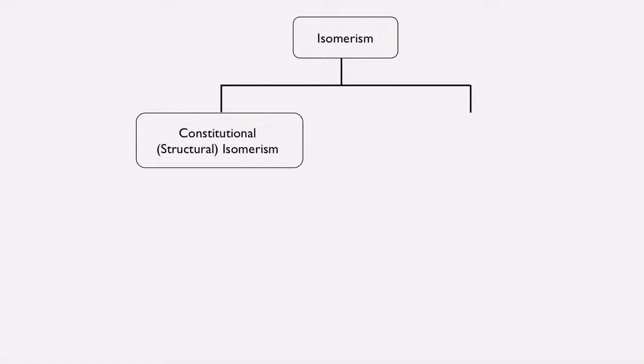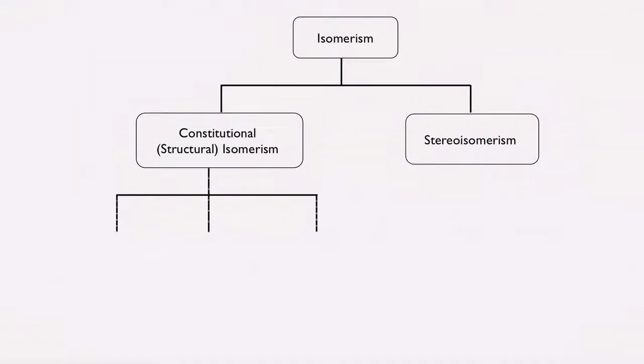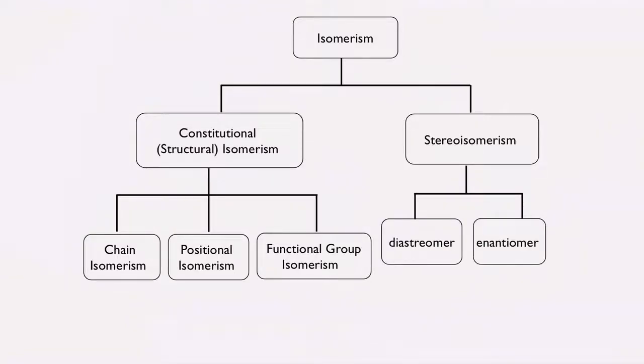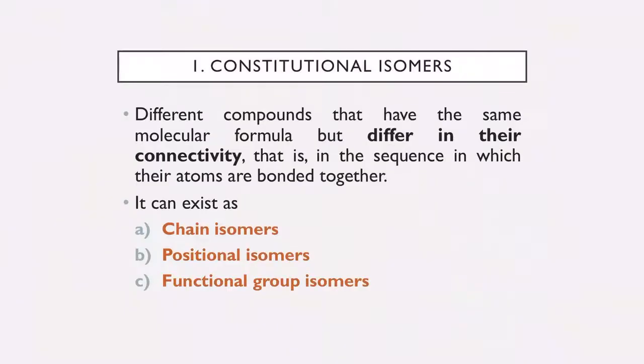It means that those molecules have the same molecular formula, tapi cara susun lain, okay? So there are different types of ways you can have different isomers. So here you have structural isomers, and then you have stereoisomers. And then under structural, you have three types. They are chain, positional and functional group isomerism. And then under stereoisomerism, you have diastereoisomerism and enantiomerism. Okay. Under diastereo, you have cis-trans isomerism and other diastereoisomers.